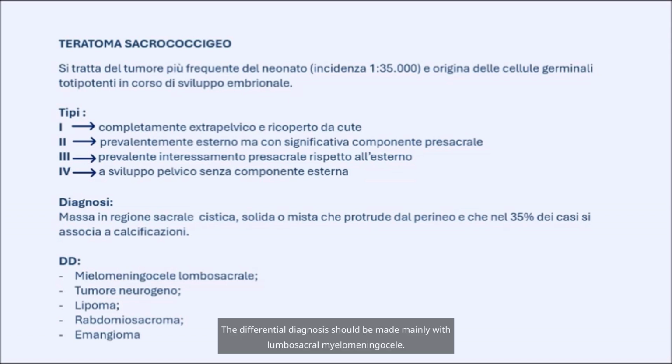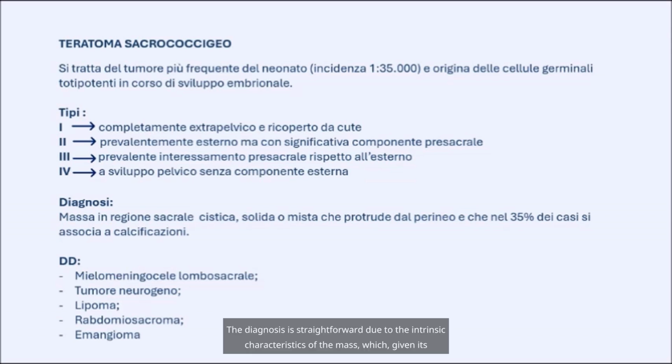The differential diagnosis should be made mainly with lumbosacral myelomeningocele. However, this presents other signs typical of the ultrasound features associated with spina bifida, such as alterations of the posterior cranial fossa, and therefore defects of the fetal spine. The differential diagnosis should also be made with other masses, such as rhabdomyosarcomas, angiomas, and those that in fact are listed on the slide.